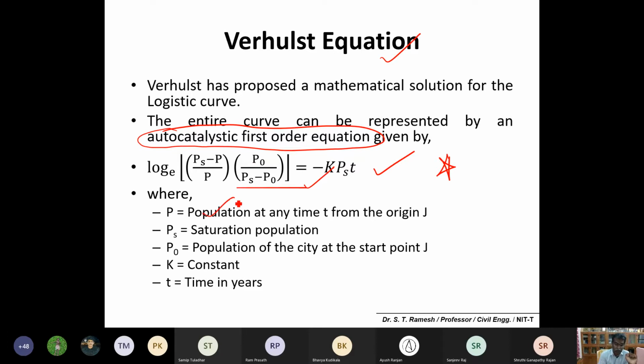Where P is equal to population at any time, Ps is equal to saturation population, initial population P0, k is equal to constant, and t is equal to time. Please remember this, it is something important.